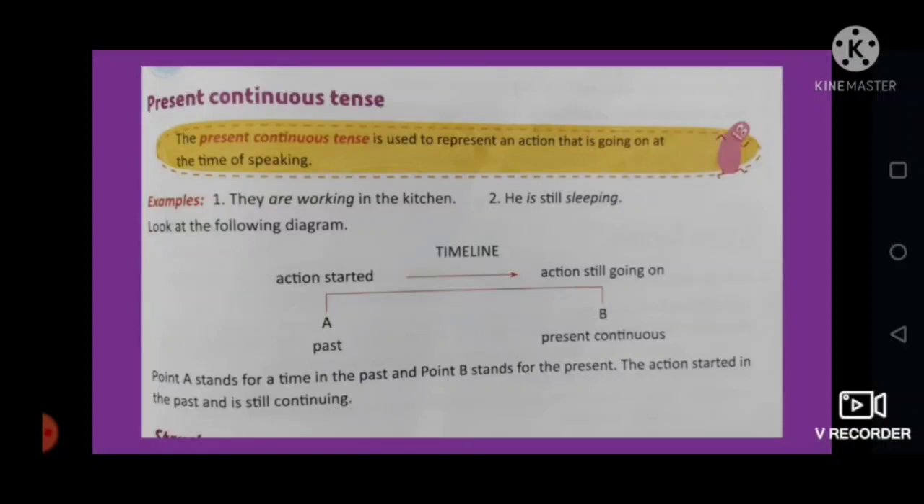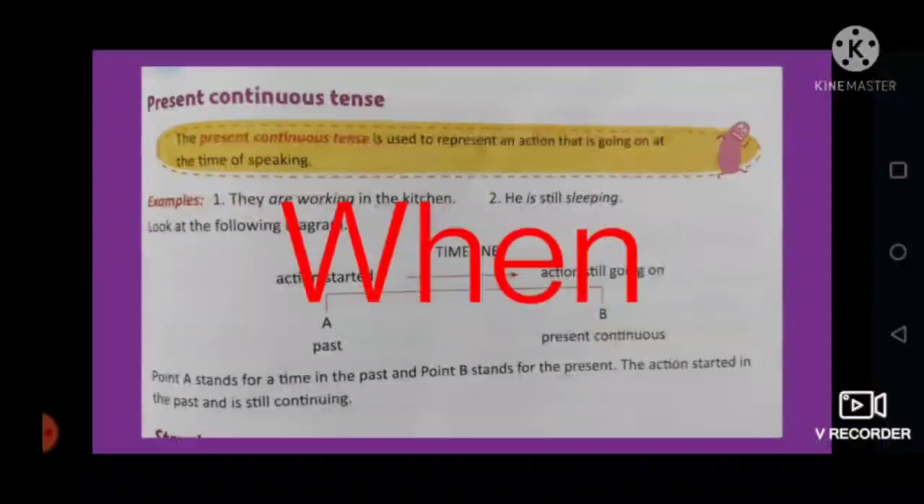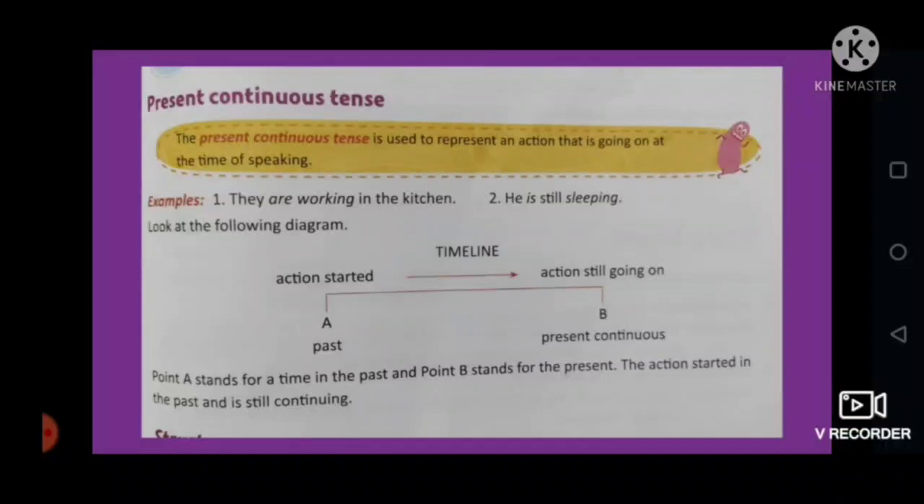So, according to this, present continuous tense shows the action which is going on at the time of speaking. You can very well understand this through this timeline where 2 points have been given. Point A stands for a time in the past when the action is started, and point B stands for the present when the action is still continuing. So this timeline will help you know when present continuous tense is used.